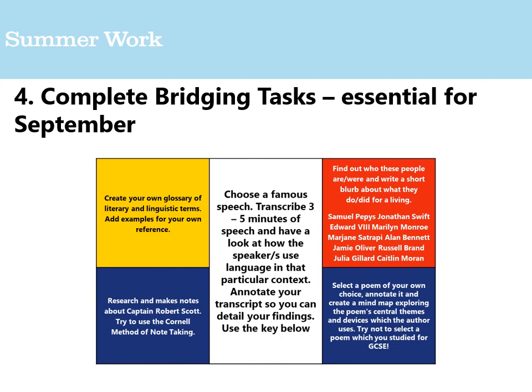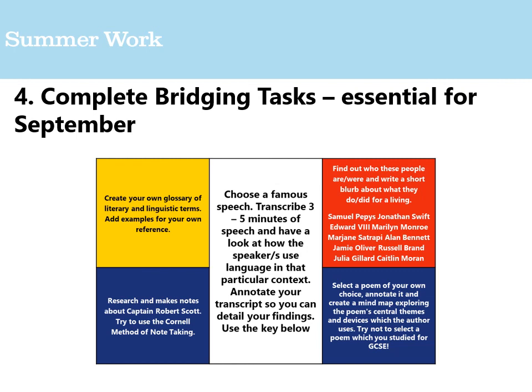The other activities that you could choose, well, you could create your own glossary of literary and linguistic terms and add examples for your own reference from books that you've been reading over the summer period. Find out who these people are or were, and write a short blurb about what they do for a living. That would be useful for paper 1. So you've got people like Caitlin Moran. It'd be really useful for you to know her. Julia Gillard as well, former Australian Prime Minister. If you go on YouTube and have a look at her speech that she did to the Australian Parliament, that might even be one of the speeches that you choose for the middle task.